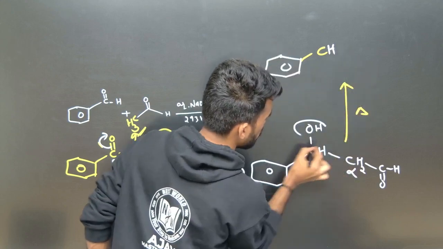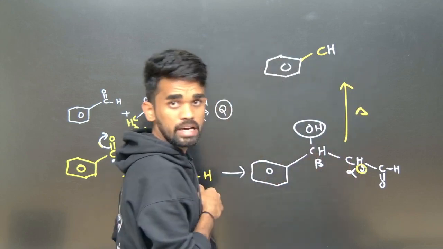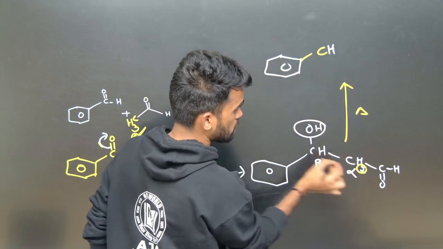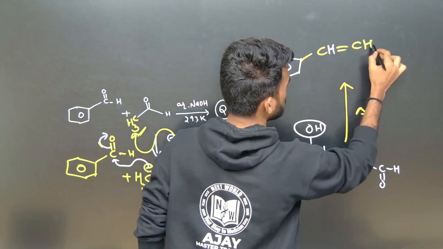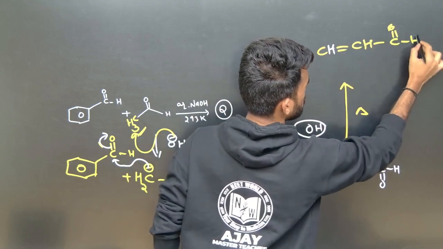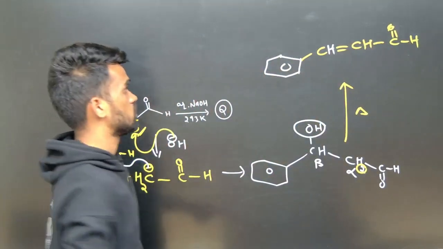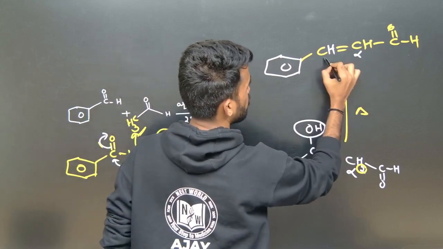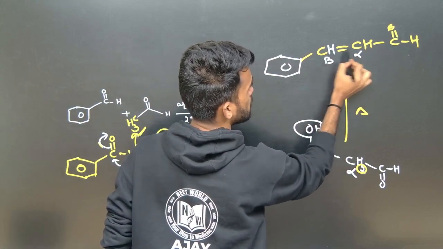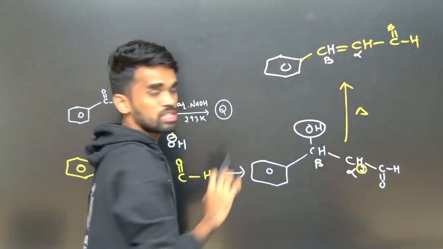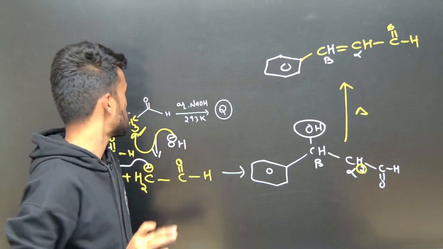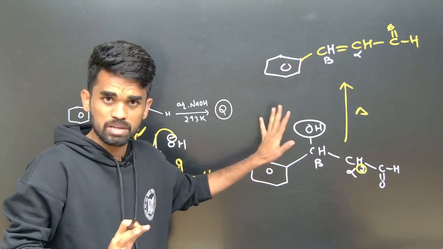So here this OH group and here one H plus, so totally it is going as water and we are getting a double bond here, something like this. So this is the product formed in this reaction. See, to this carbon, this is alpha, this is beta. Alpha beta unsaturated carbonyl compound is our product in the aldol condensation. Okay, so this is about the reaction mechanism.